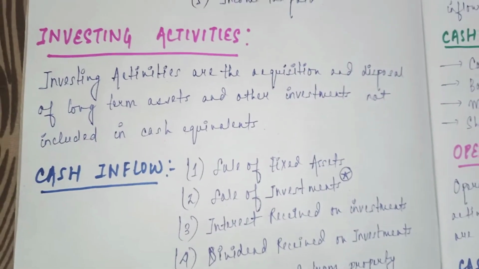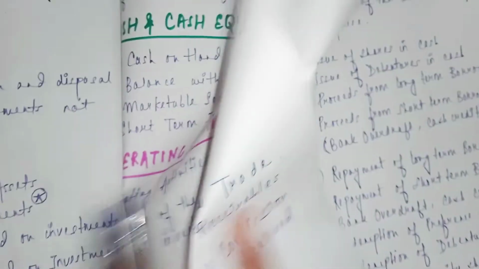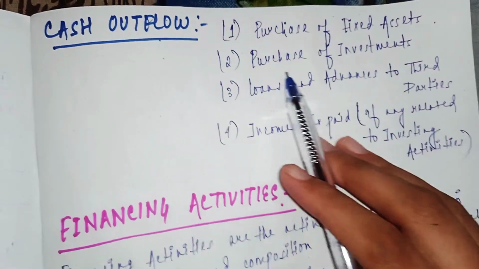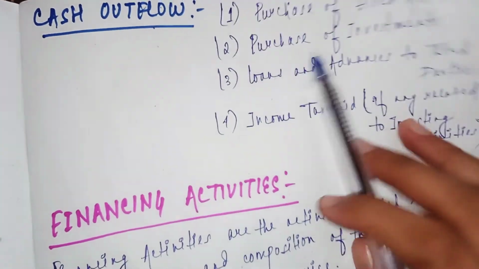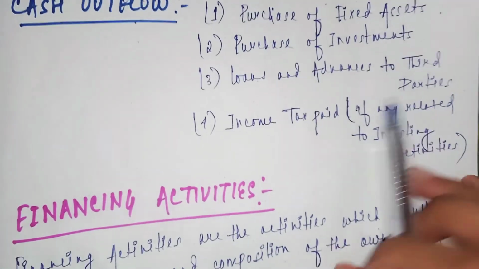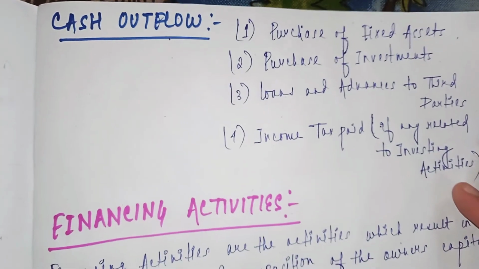Now we will go to the items that are involved in the cash outflow. Cash outflow items are purchase of fixed assets, purchase of investments, loans and advances to third parties, and income tax paid, if any, that is related to investing activities.